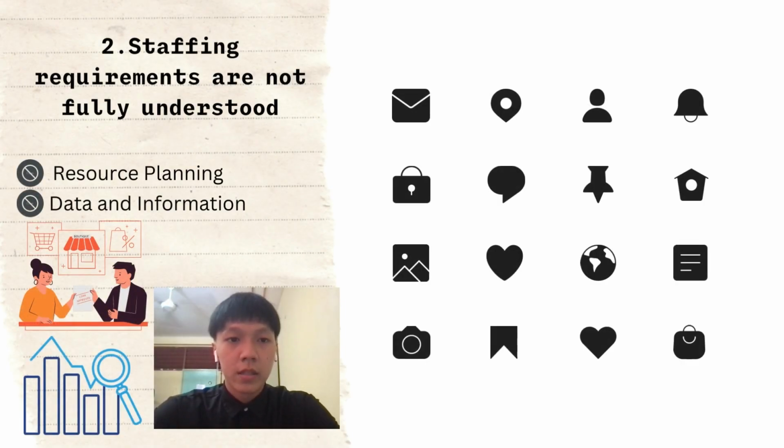The second one is staffing requirements are not fully understood. Resource planning is a crucial part of the project planning process, and if not carefully implemented, incorrect assumptions and estimates made regarding human resource requirements, including the number, role, skill, and timing perspective, can impact project timeframe and overall bottom line cost. After all, plans depend on the resources who deliver them.